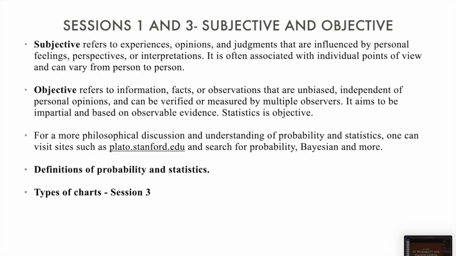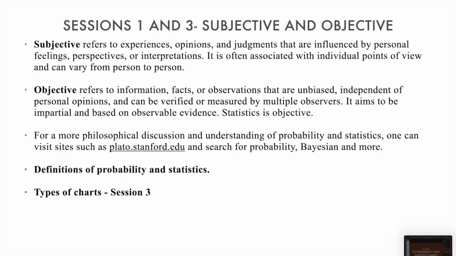Subjective refers to experiences, opinions and judgments that are influenced by personal feelings, perspectives and or interpretations. Objective refers to information, facts or observations that are unbiased, independent of personal opinions and can be verified or measured by multiple observers. So subjective is often associated with individual points of view and can vary from person to person, and objective aims to be impartial and based on observable evidence.